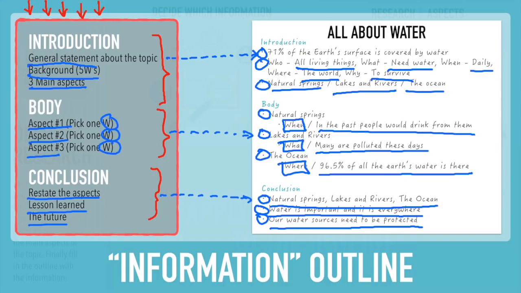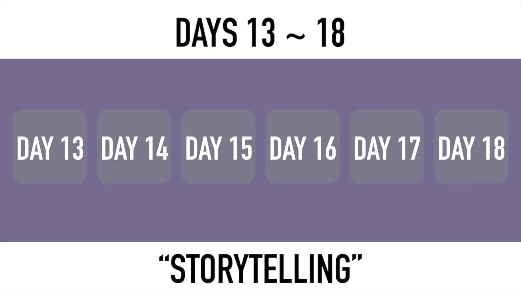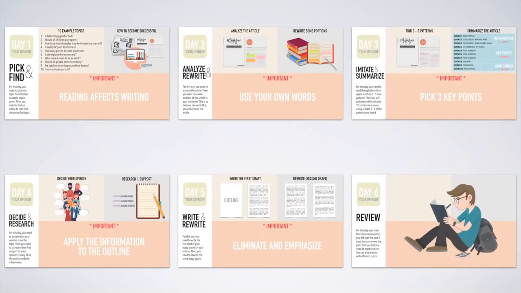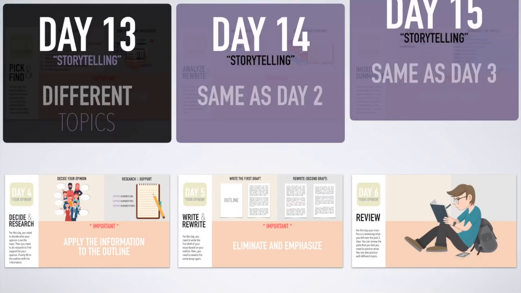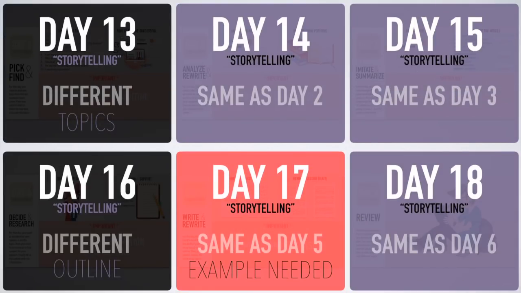All right, so let's go on to days 13 to 18, the storytelling style. Now, again, like before, for day 1 to day 6, we went over each section in detail. Now, for days 13 to 18, we'll see the similarities. So day 14 is the same as day 2, day 15 is the same as day 3, and day 18 is the same as day 6. But day 13 and day 16 are different because the topics and the outline style are different.